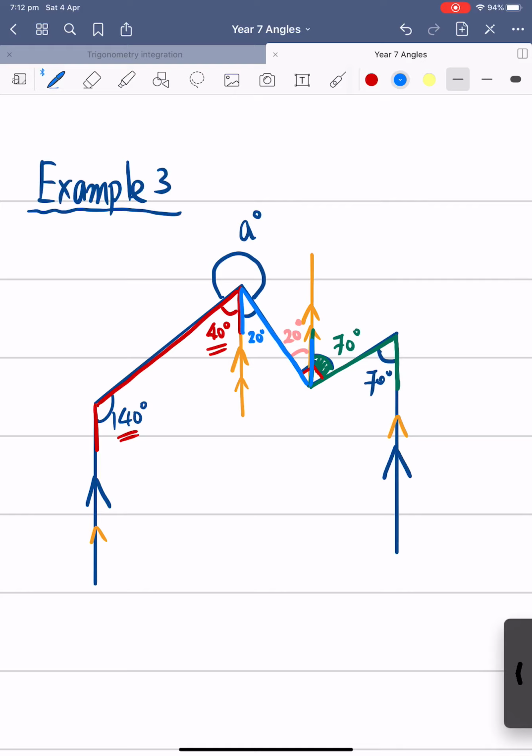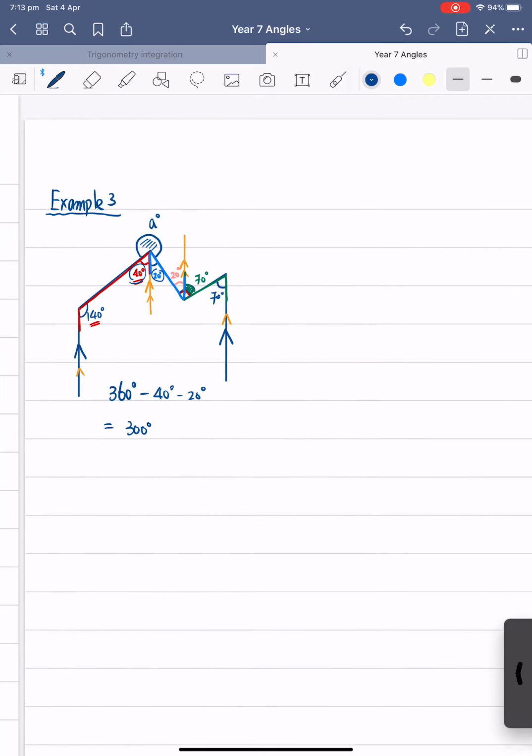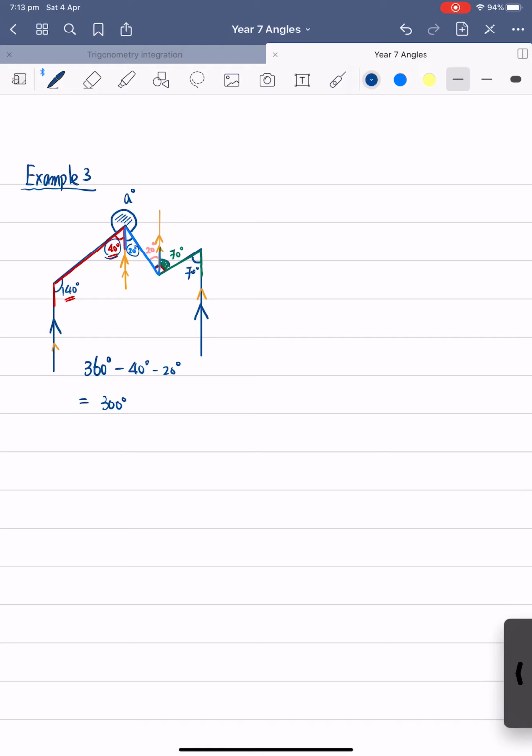All right, so finally we can start to find the missing angle, which is this angle here. So how do we do it? Well, it's a 360 revolution minus 40 degrees here, minus 20 degrees there, right, to work out that reflex angle. And then after you do the calculation, the reflex angle should be equal to 300 degrees. That's how you solve this question.